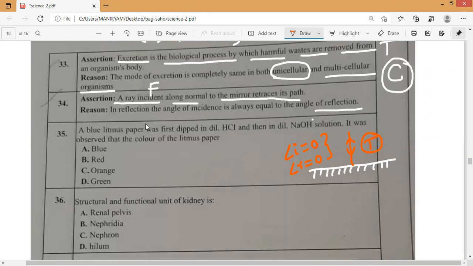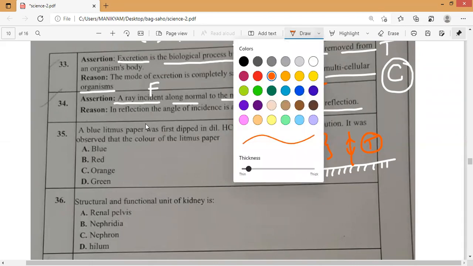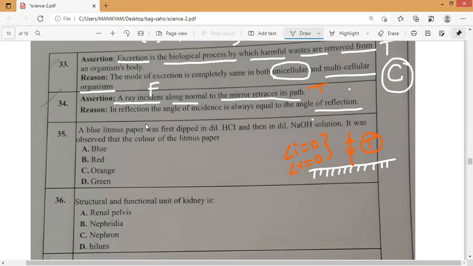Now you can answer. Who will answer? Option B, sir. Correct explanation, reason false, sir. Option C, sir. Reason false, sir. Option A, sir. The reason is also true, sir.